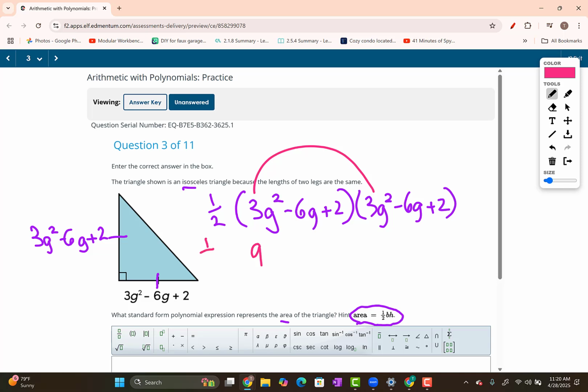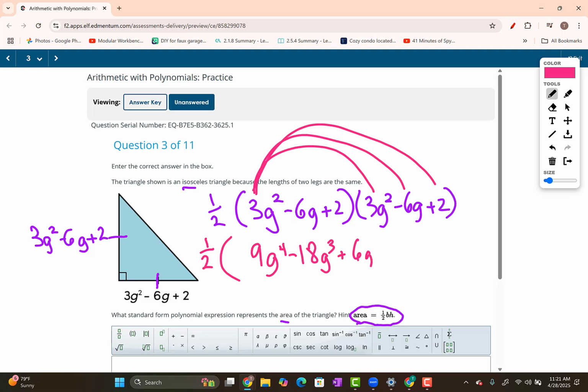We'll go ahead and bring it down here. So 3g squared times 3g squared is 9g to the 4th. 3g squared times negative 6g is negative 18g to the 3rd. 3g squared times 2 is 6g squared.